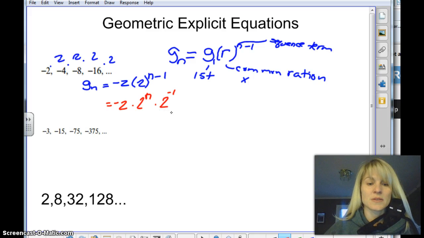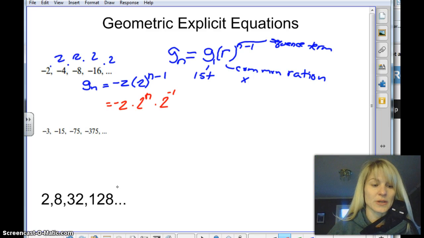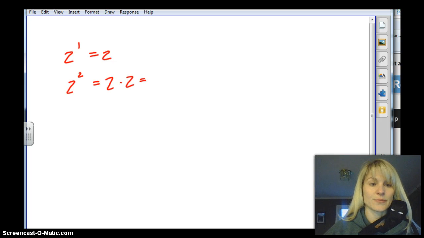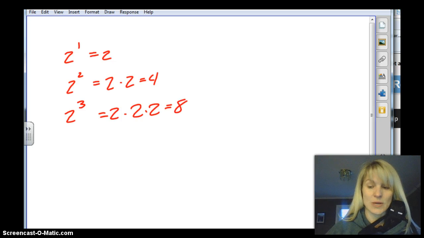Then we need to do a quick little side note about exponents. When you have 2 to the 1 power, that's 2. When you have 2 to the 2 power, that means 2 times 2, or 4. And if you have 2 to the 3 power, that means 2 times 2 times 2, or 8.